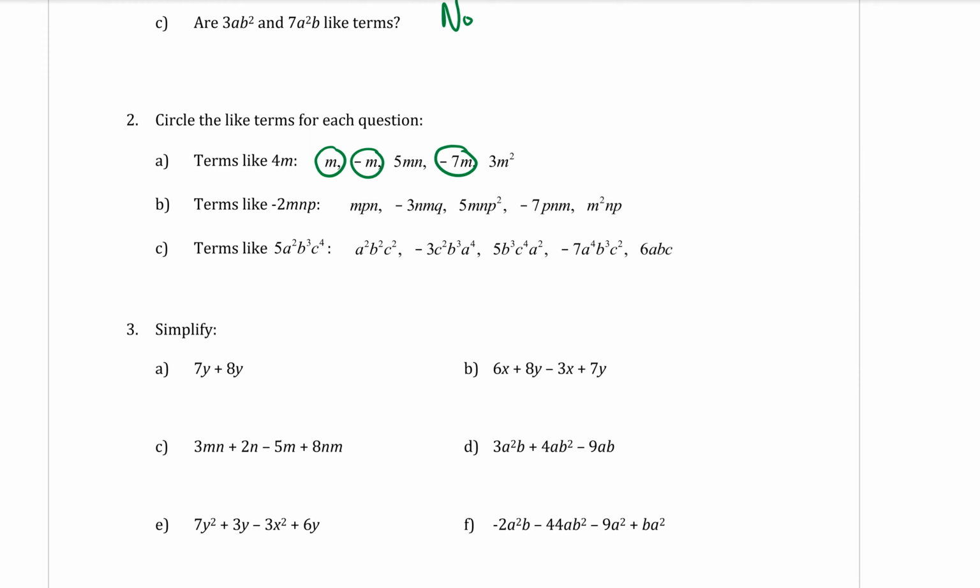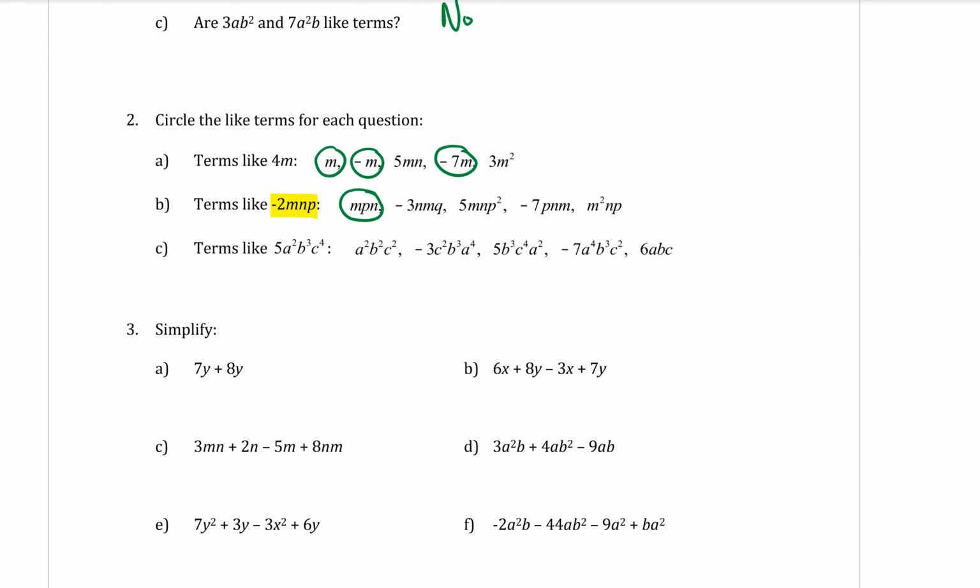Good. All right, now let's try the next one. We want the like terms for minus 2mnp. So they have to have all 3 letters, mnp. So the first one is mpn. Let's just change the order, hasn't it? That's still okay. That's a like term.